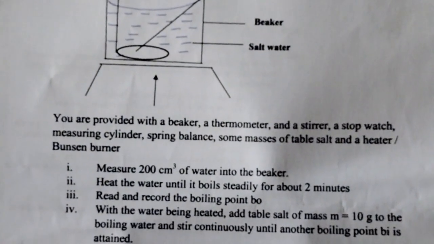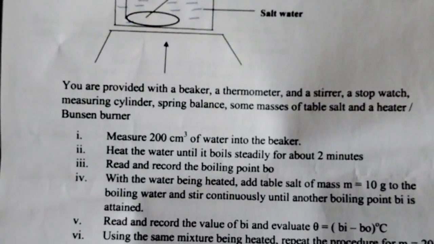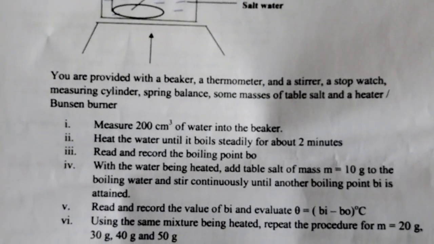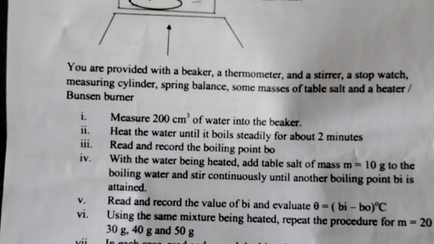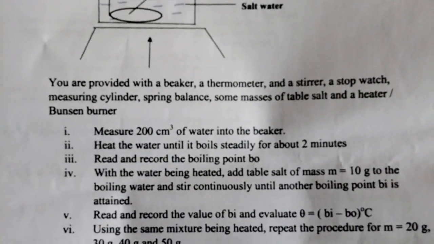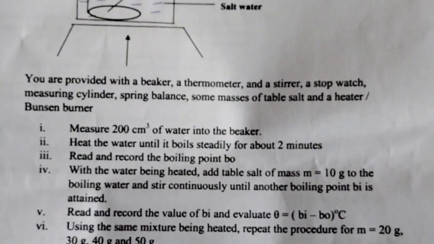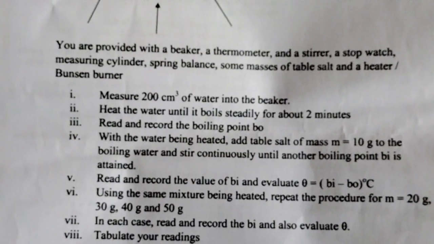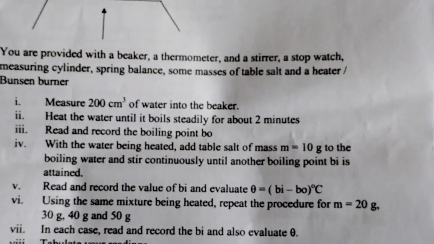I. Measure 20 cm cube of water into the beaker. We have done that already. II. Heat the water until it boils steadily for about 2 minutes. III. Read and record the boiling point B0. IV. With the water being heated, add table salt of mass 10 grams to the boiling water and stir continuously until another boiling point B1 is attained. V. Read and record the value B1 and evaluate theta equal to B1 minus B0.